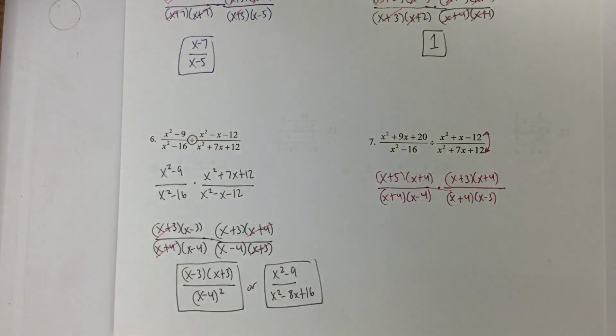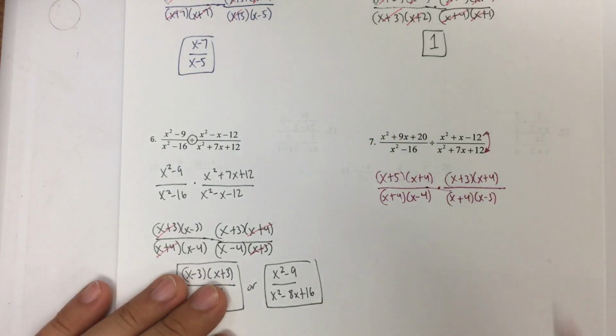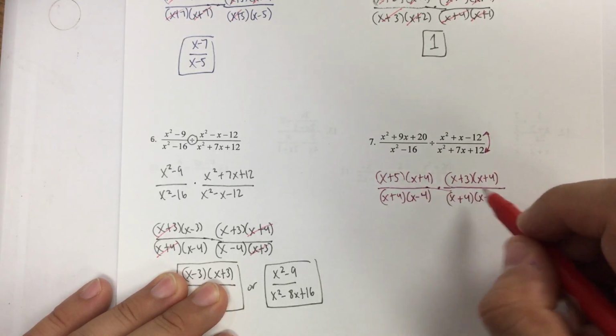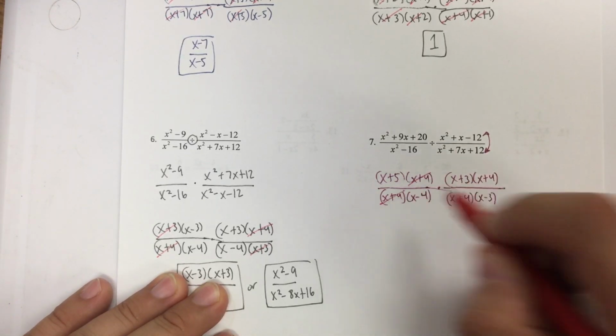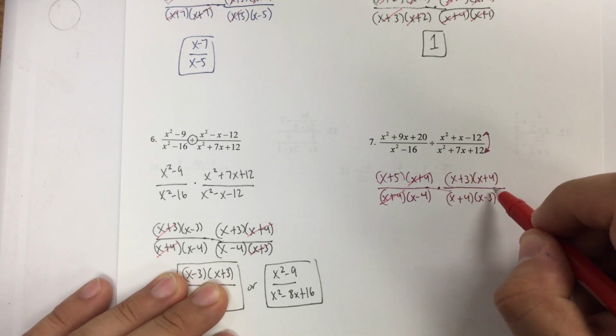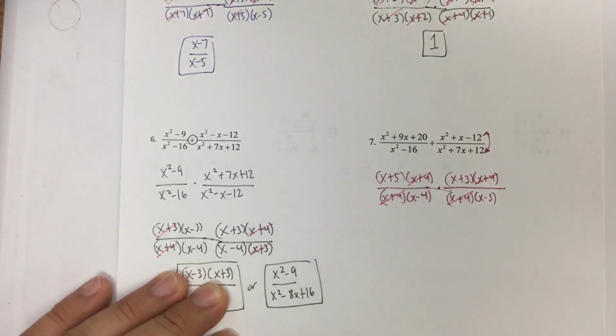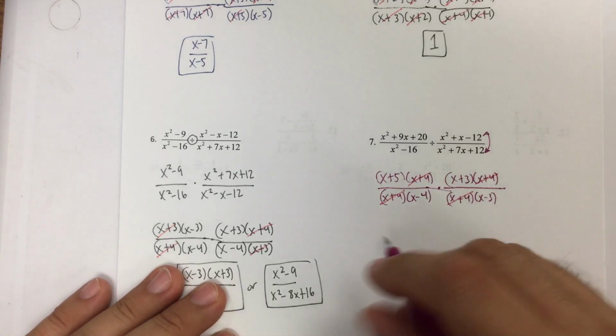Extend this and cross out my common factors. So here, x plus 5 is nowhere on the bottom. X plus 4 I can see here and here. X plus 3 is not on the bottom. X plus 4 again is here and here. So 2 ways to write this answer.